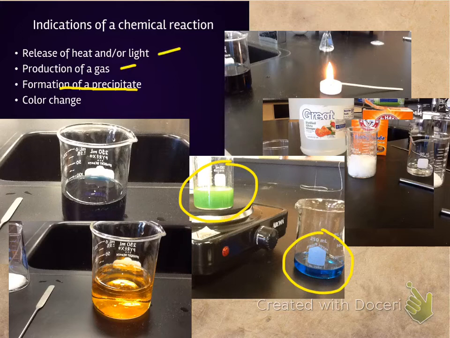Release of heat or light, production of a gas, that means bubbles, formation of a precipitate when a formerly clear solution suddenly goes cloudy, and or a color change. Obviously, some situations will involve more than one of these occurring, but those four give you a pretty good idea that a chemical reaction has occurred.